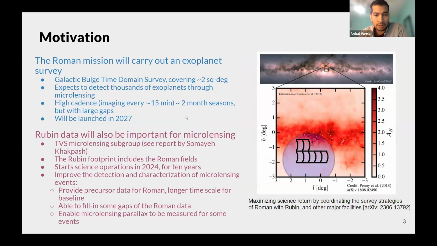So the motivation for this work is to combine the data of Roman and Rubin when they observe the same microlensing event, to see what the improvements are in the characterization of those events. And this is motivated because Rubin will look at the same region of the sky, and at the same time.